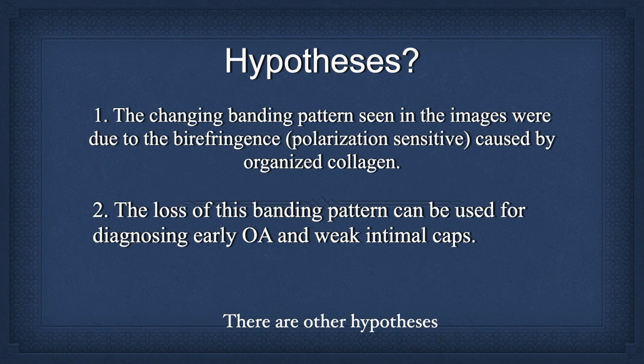It may be right, it may be wrong, and we actually generated two. The hypothesis is the moving banding pattern was due to birefringence from organized collagen. And the second hypothesis is the loss of this banding pattern can be used to diagnose early OA, early before cartilage thinning as the collagen breaks down, or weak intimal caps.